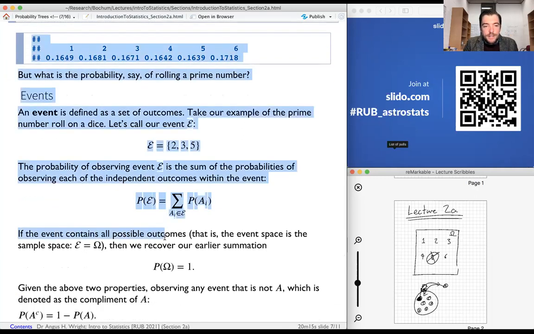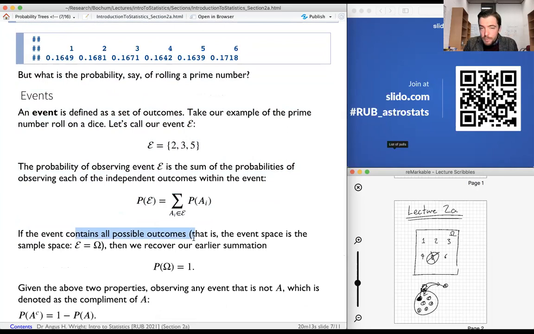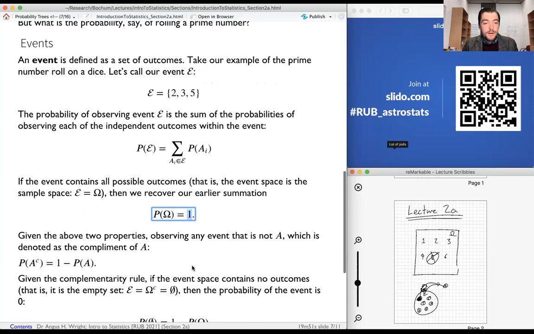If your event contains all possible outcomes, that is to say, if my event is I roll a die and I see a number greater than 0, for example, then the event space is the sample space. And because the event space is the sample space, the probability of the event is unity, as we said a couple of slides ago.